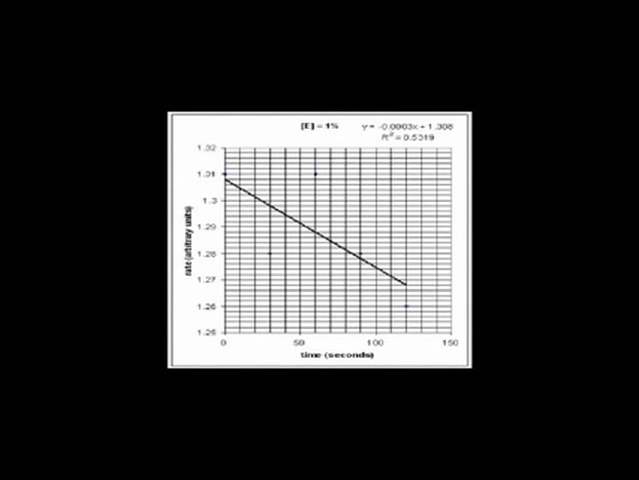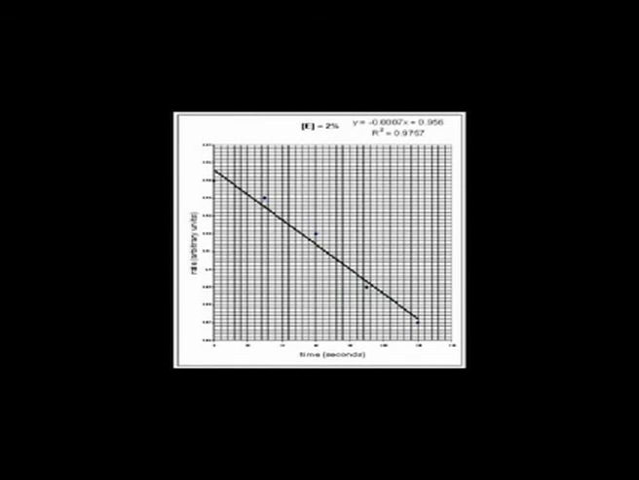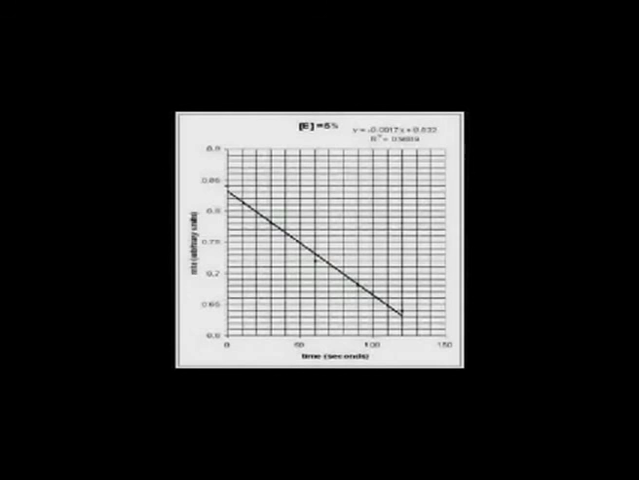So here's the straight line portion of the graph for 1% enzyme solution. The gradient is given by minus 0.0003. 2% minus 0.0007. 2.5% minus 0.0006, 3% minus 0.002, 5% minus 0.0017.